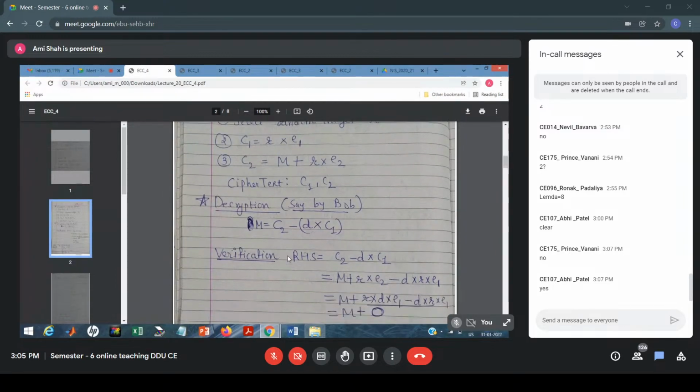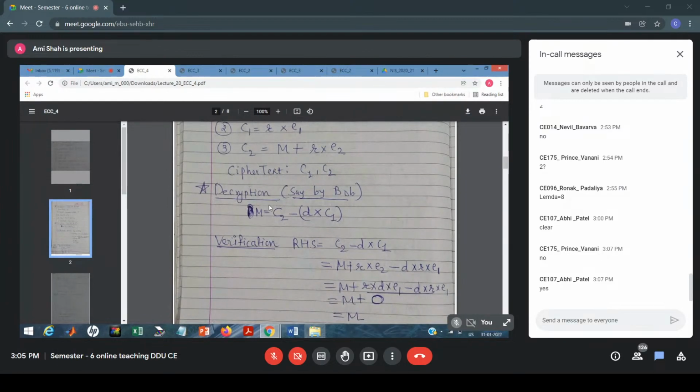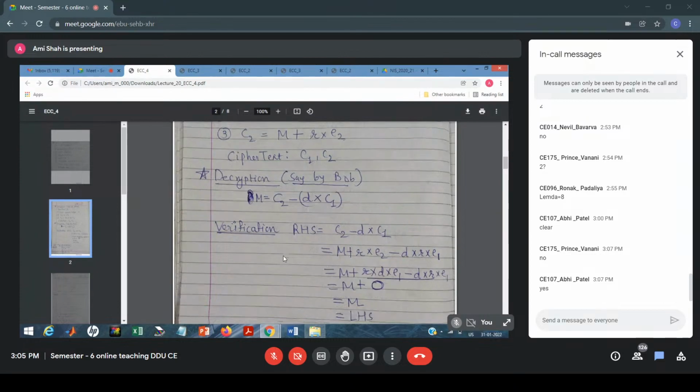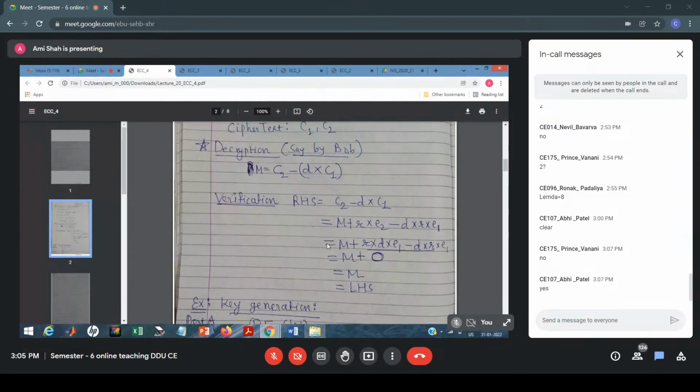Now what will Bob do? Bob decrypts it with the help of the private key. Now there is a verification. If I use the equation C2 minus D cross C1, how do I get M? This is the verification that I have written, that is C2 minus D into C1.